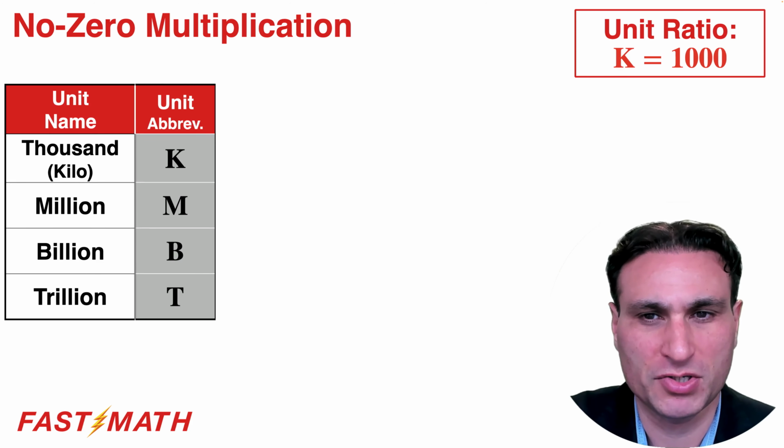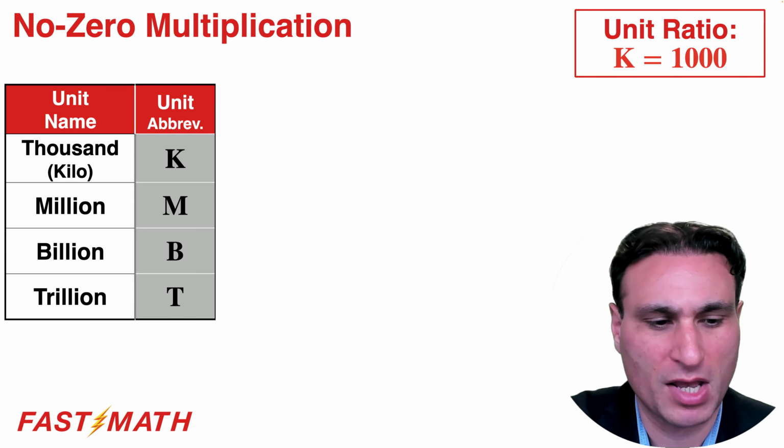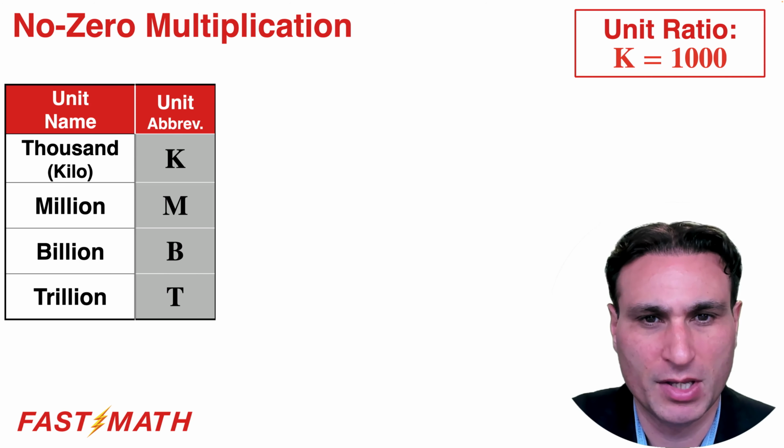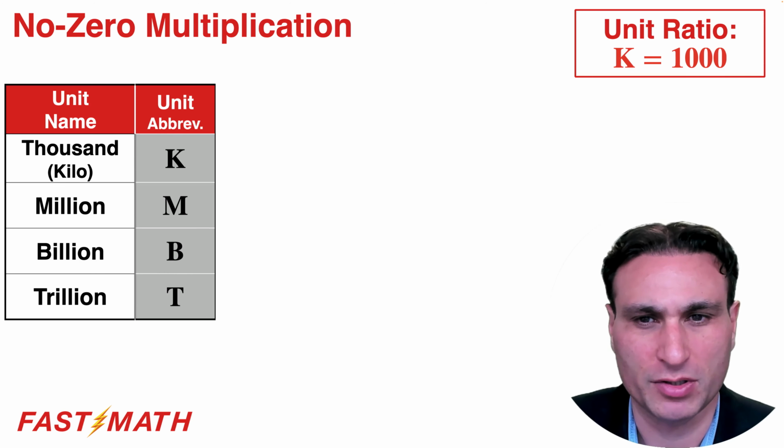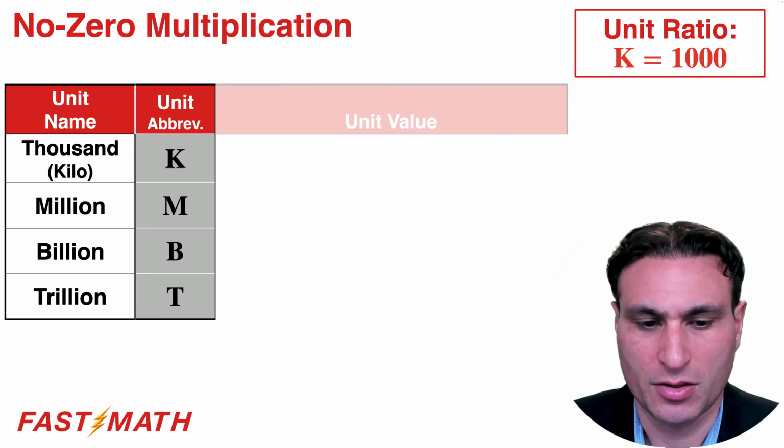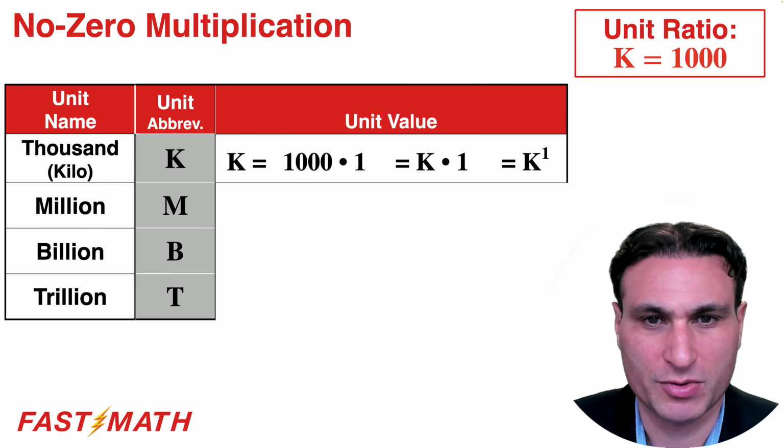The original definitions of these units of magnitude also didn't have an abbreviation associated with them. Unit abbreviations are also relatively recent. The original definition of 1,000 was that it was 10 hundredths.